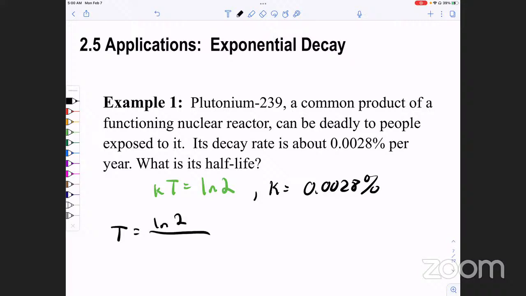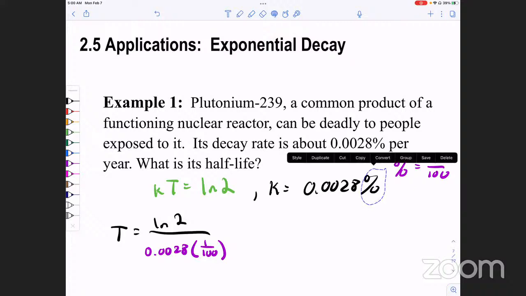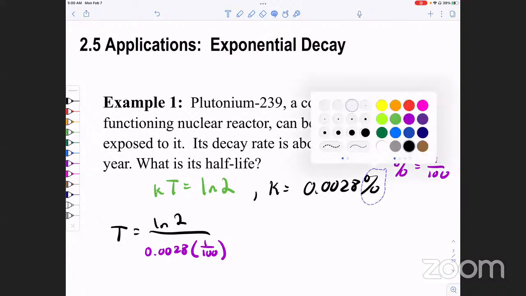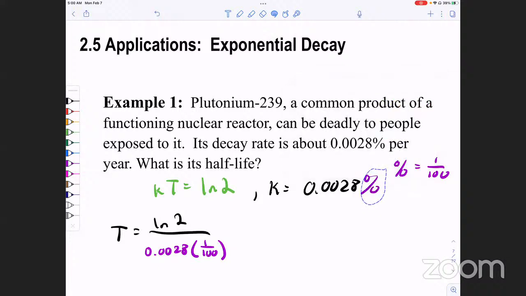Again, this rate has to be expressed as a decimal. Whenever you see that percent symbol, one way I remember is that you can consider the percent symbol as 1 per 100. So we're going to get 0.0028, and you just replace the percent symbol with 1 over 100. So now we're really just saying 0.0028 times 1 over, or divided by, 100, however you want to look at it.